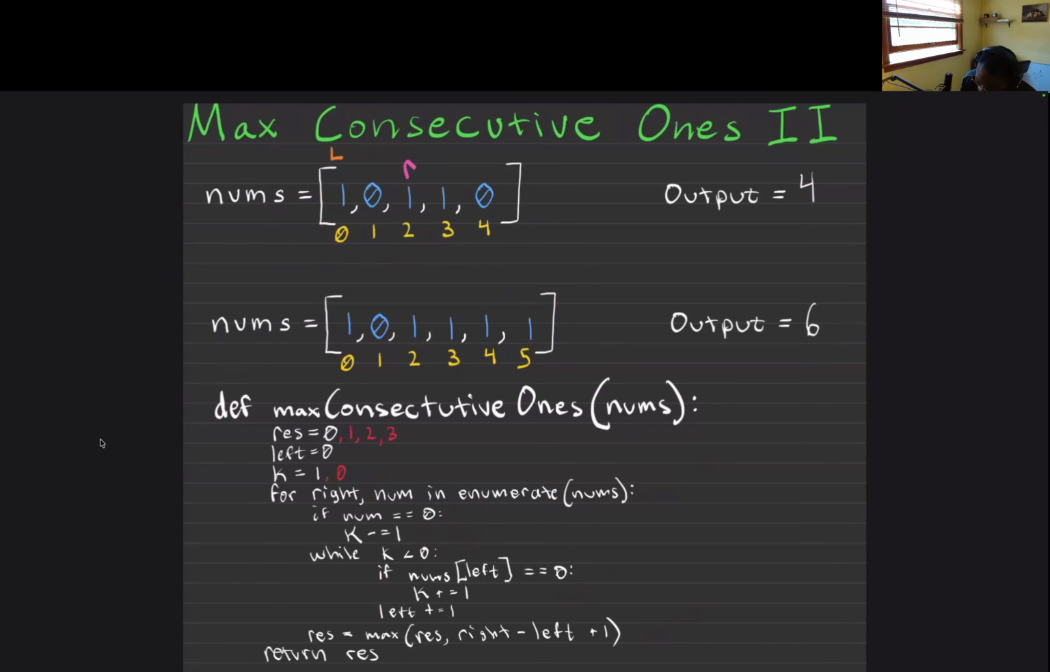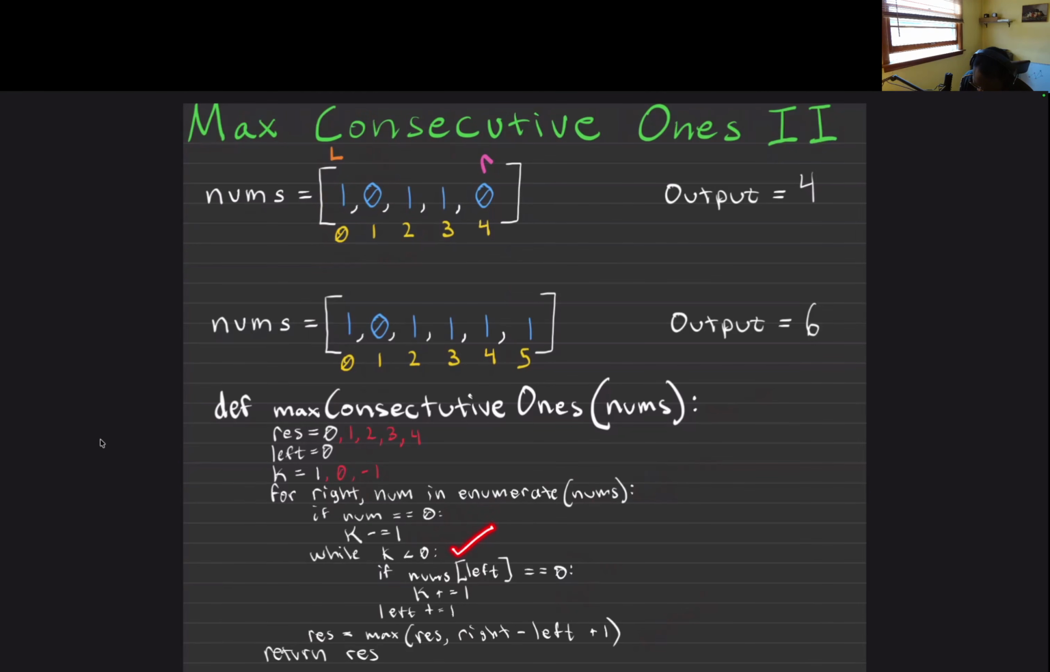Okay. Now we're back inside the for loop. And we know this will update our res to be equal to 4. And then we get here. Okay, now it gets interesting, right? So num is equal to 0, so k minus equals 1. So k becomes negative 1, okay?